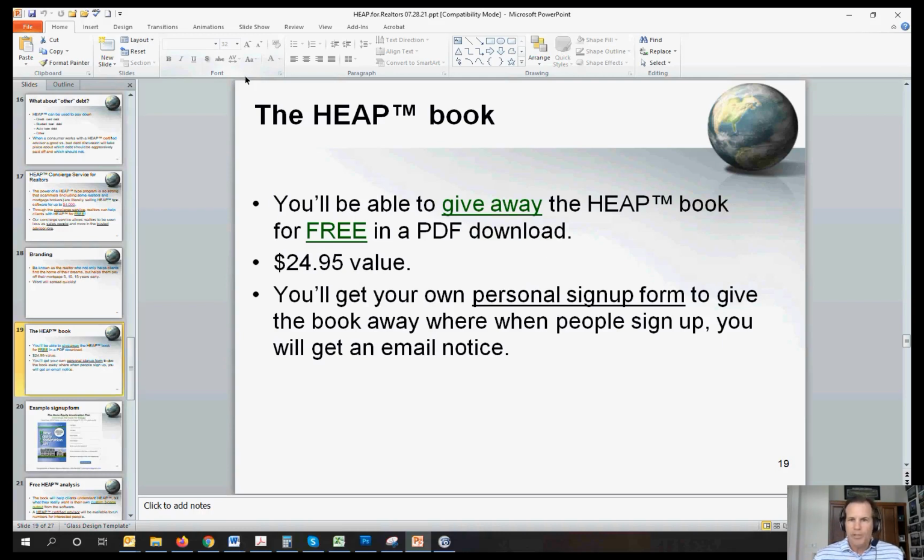So getting to the HEAP book, you're able to give this away in a free PDF download. Everybody likes to read things on their Kindle or their phone or their computer. That's great. The book retails for $24.95. You can go to Amazon and get it for $24.95, or your clients can get it for free in a PDF format. You're going to get your own personal sign-up page.